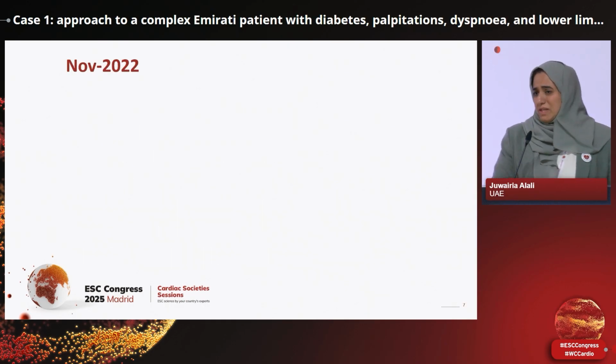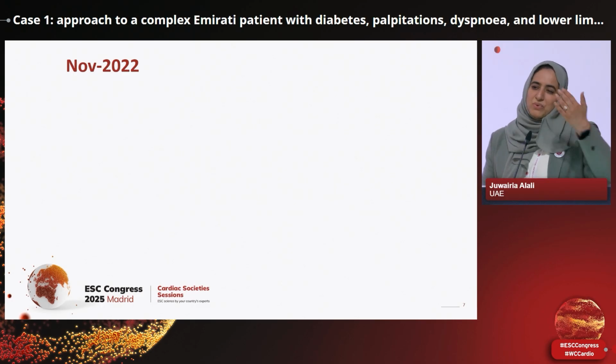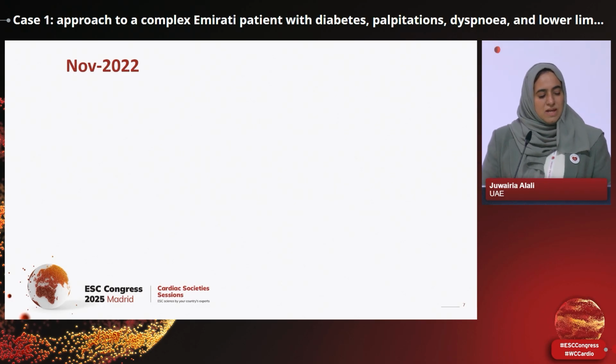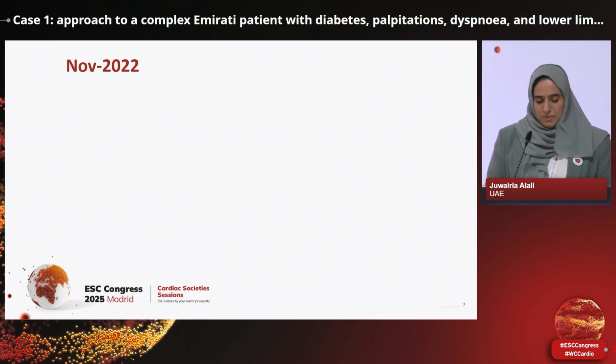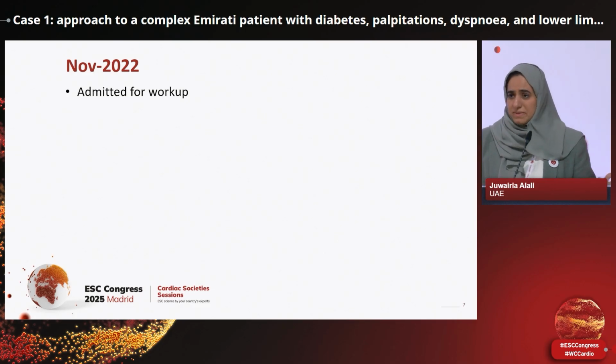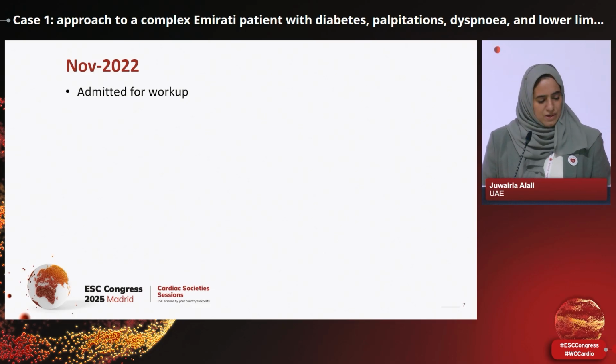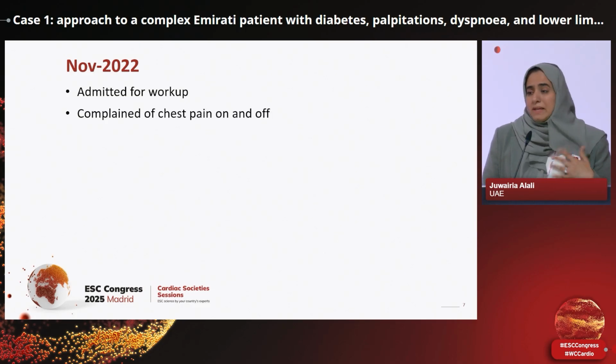So I actually met this patient in 2025, but I'm taking you through the journey from the beginning. So he came in November 2022, and he got admitted for workup, given that he's a new heart failure and a new AFib. And he was complaining of chest pain on and off. And this is something that we see actually frequently with AFib patients.